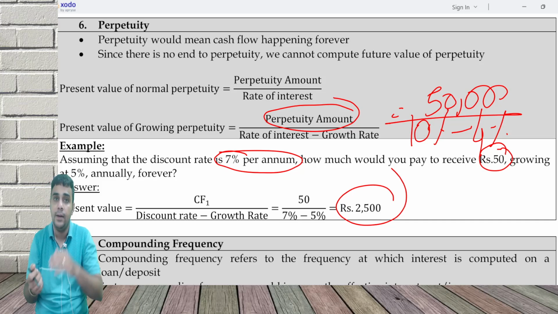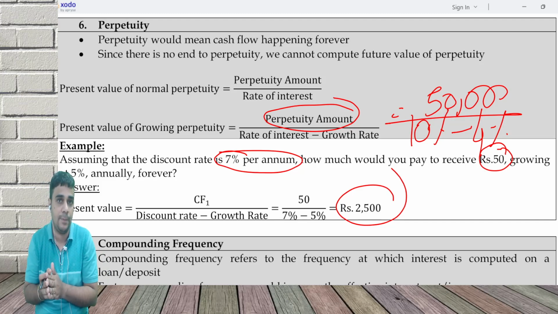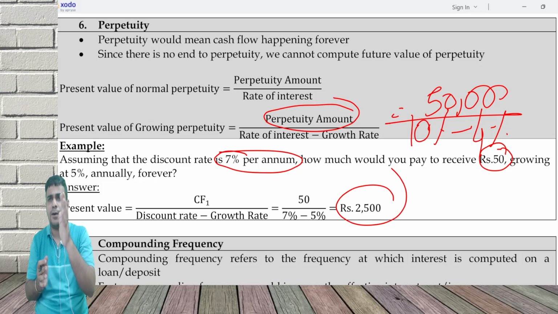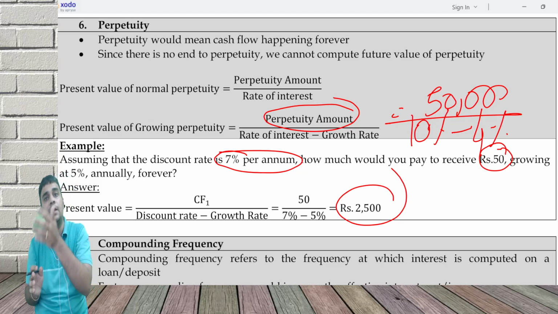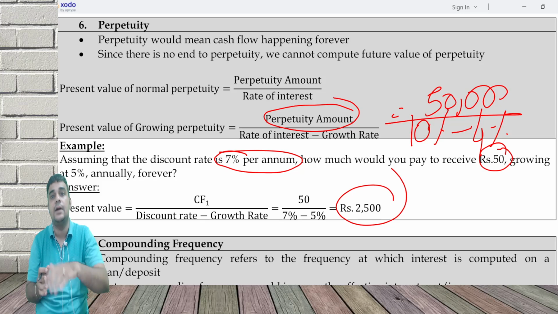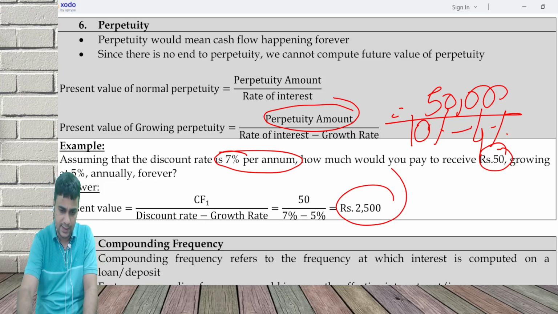Why are we growing? Because 50 rupees today is sufficient. Later on it will become insufficient because of inflationary conditions. All that is a known fact. Because of inflation, this value will start becoming of lesser utility. That is why I want to earn more. Any doubts on this? Let's see an example again.